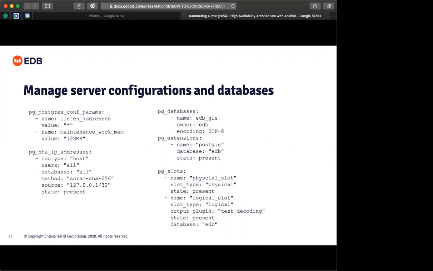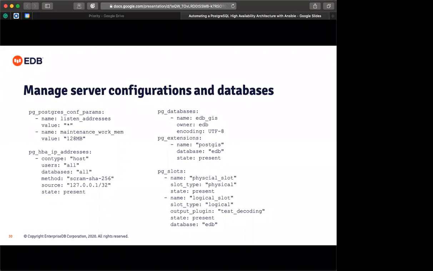With that, if you want to create a specific database for your application, for example, if you are developing an application which is going to use the geospatial capability of Postgres, you can create a database called ADB GIS, and you can install an extension called PostGIS, which comes with Postgres.